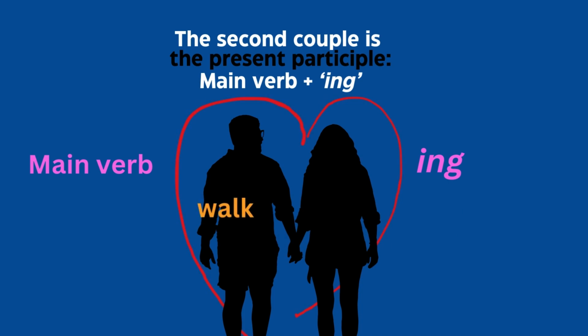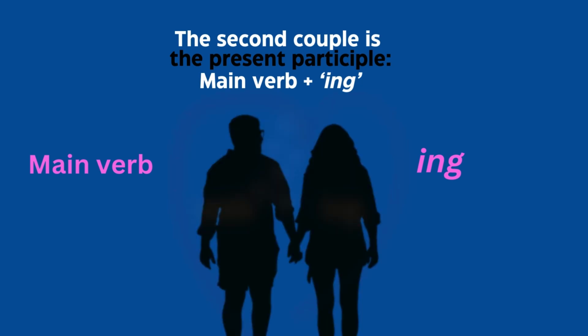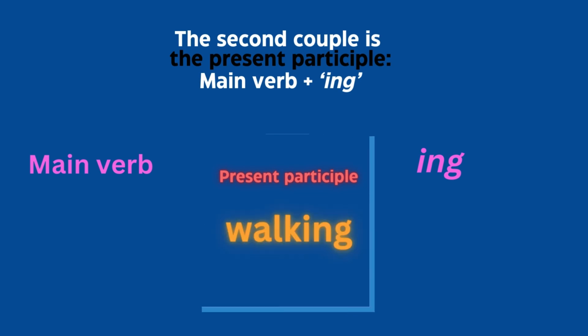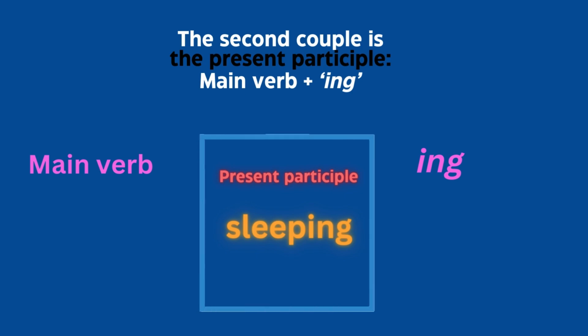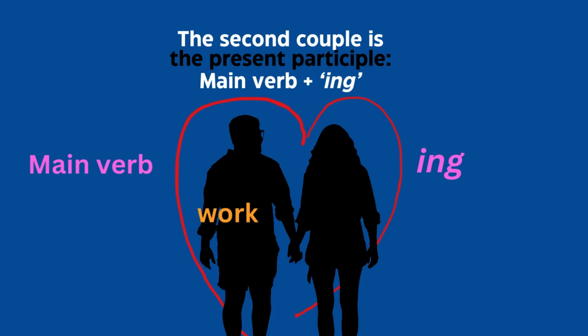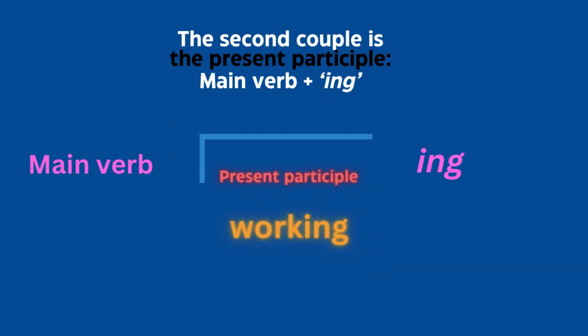Walk, ing, walking. Walk plus ing is a couple. It is a present participle, walking. Sleep plus ing, sleeping. Sleeping, it's a present participle, sleeping. Work, ing. Working is the present participle of work.